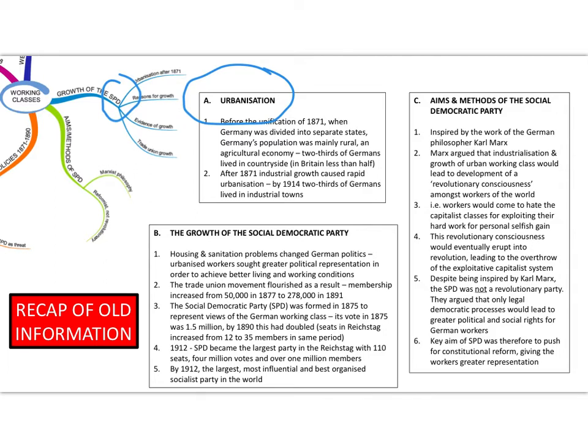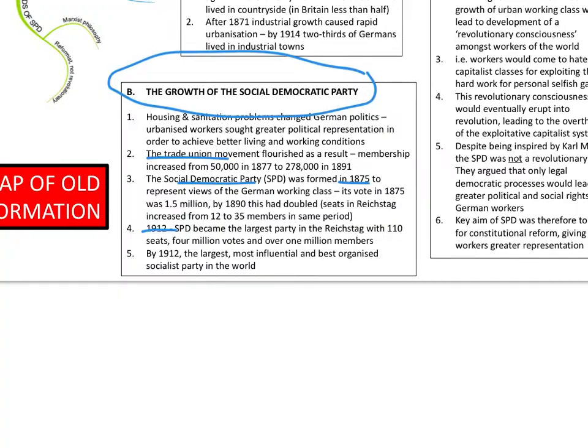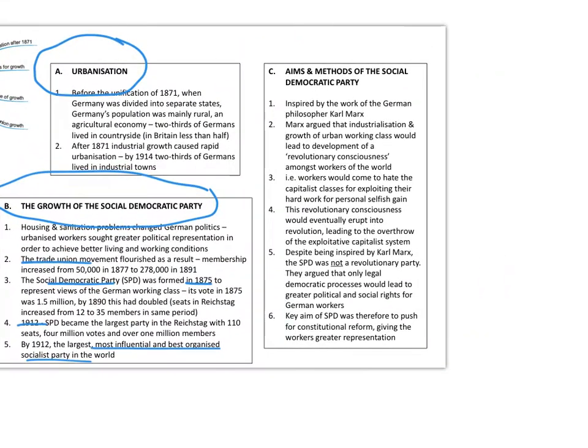industrial growth, and then the growth of the Social Democratic Party and how the trade union movement flourished. The Social Democratic Party was formed in 1875 and steadily grew, reaching 1912 when they became the largest party in the Reichstag. And actually by 1912 they were the largest and most influential, best organised socialist party in the world.